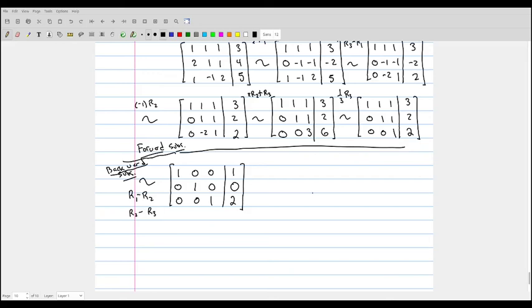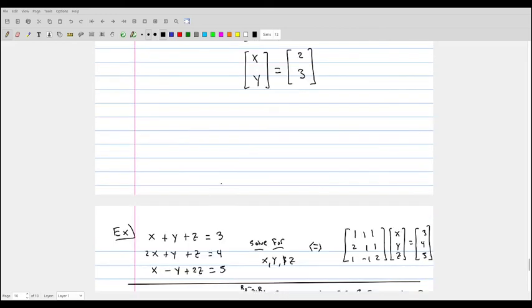So this essentially is it. This is what's called a reduced row echelon form. And our solution is given directly as follows. It's that x is equal to 1, y is equal to 0, and z is equal to 2. This is the exact solution to the original system that we started with, this system of 3 equations.